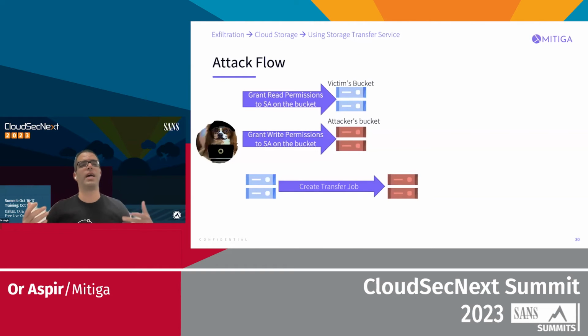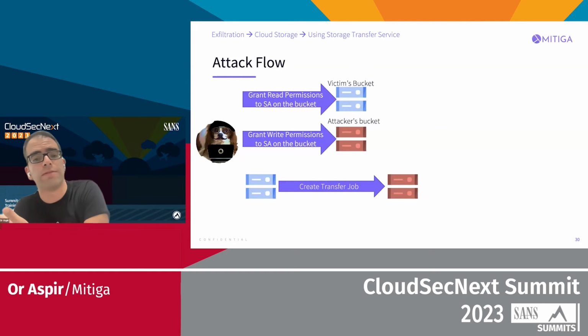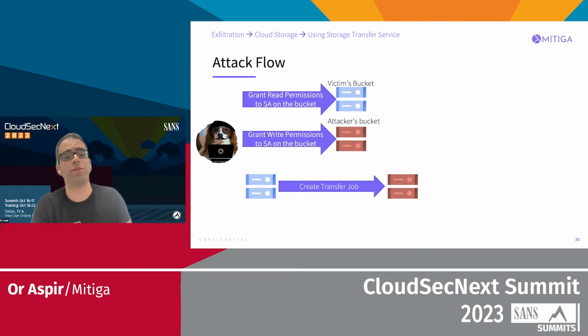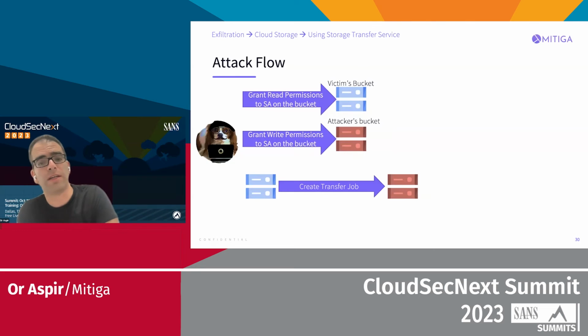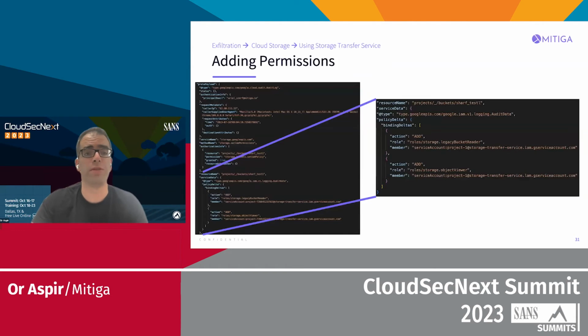So how can an attacker abuse it? First of all, the attacker needs to give this service account permissions to read from the bucket that you want to steal data from. Then let's assume the attacker's bucket exists in a different organization. So I need to give this service account permissions to write to the attacker's bucket, and then just create the transfer job. And the transfer service will do the exfiltration for you.